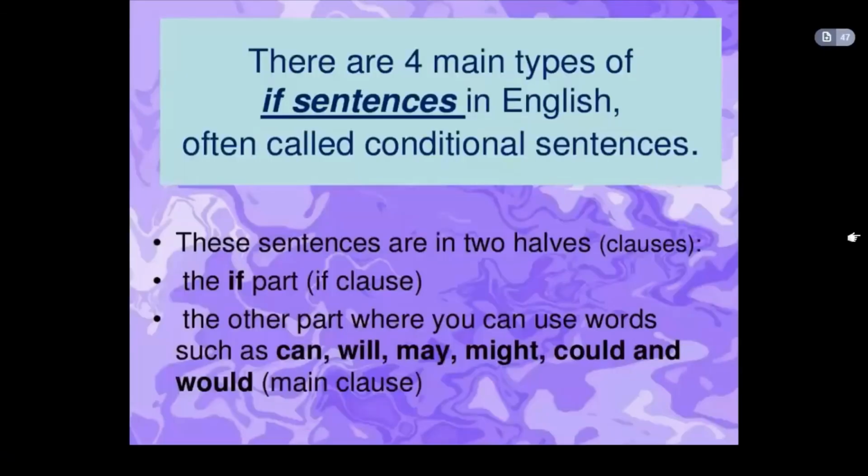There are four main types of if sentences in English: the zero conditional, the first conditional, the second conditional, and the third conditional. These sentences are in two halves, or clauses: the if part, the if clause, and the other part, the main clause, where you can use words such as can, will, may, might, could, and would.